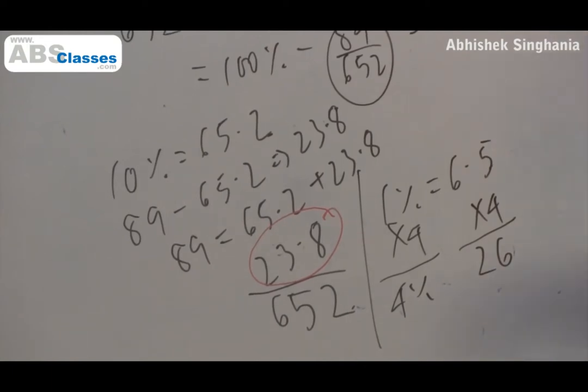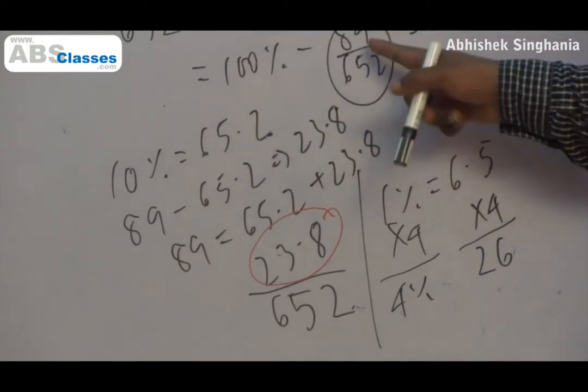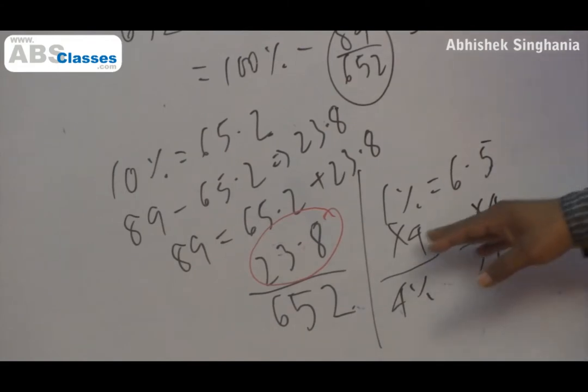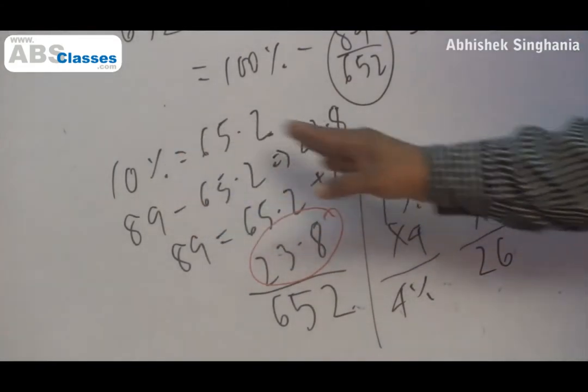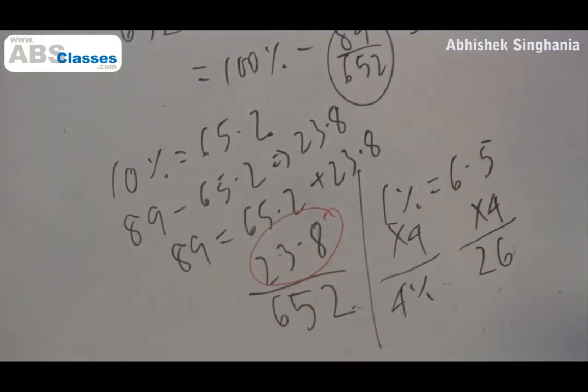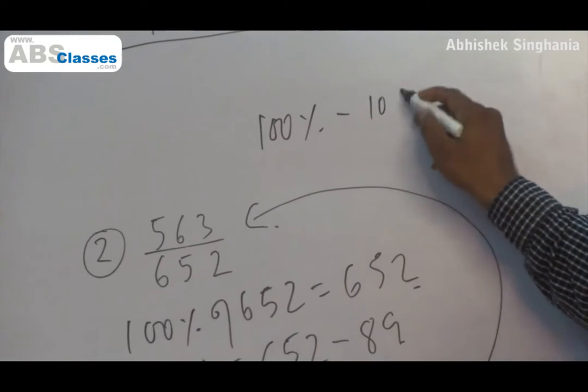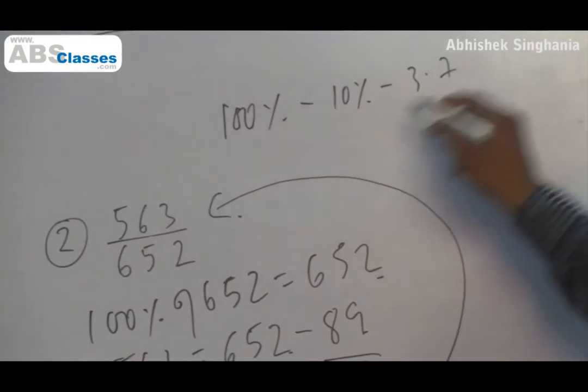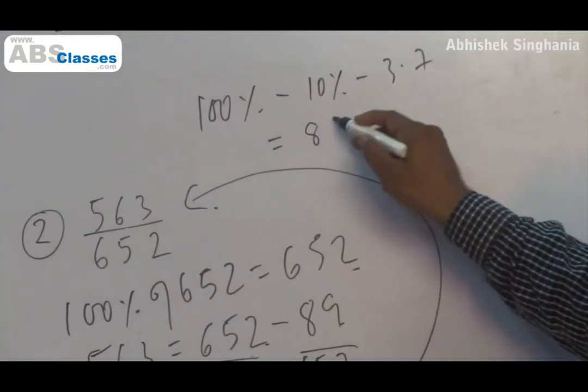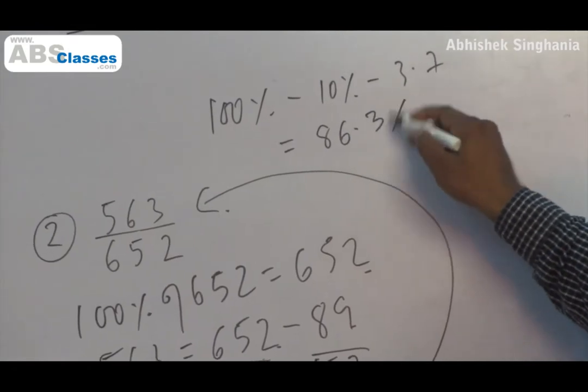So my answer therefore would be 100% minus 10% minus 3.7%, which is very close to say 86.3%.